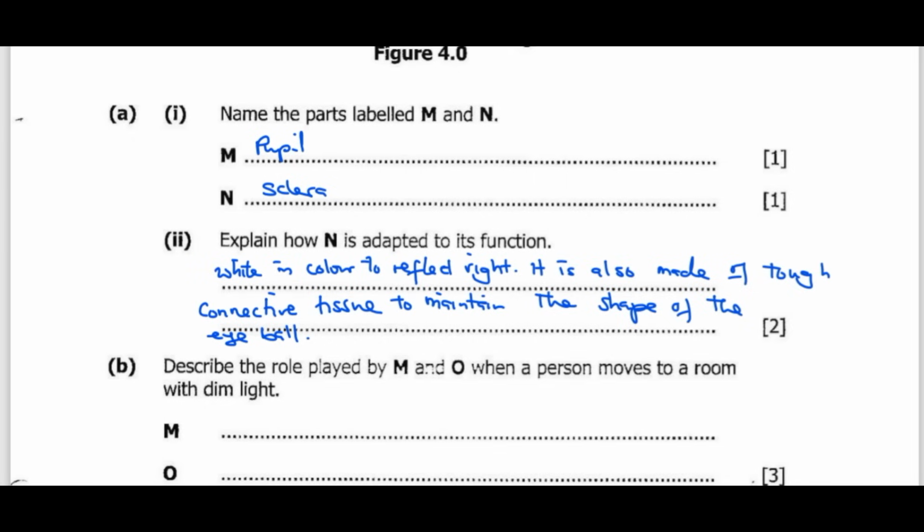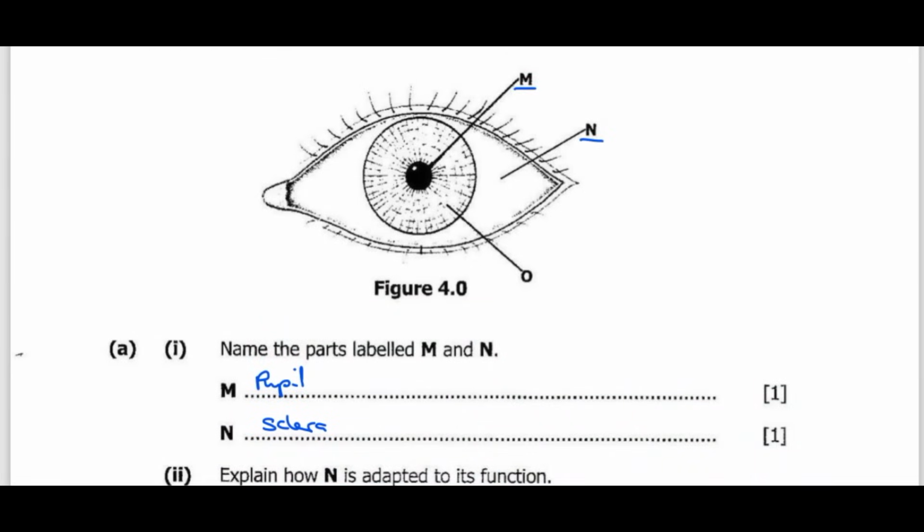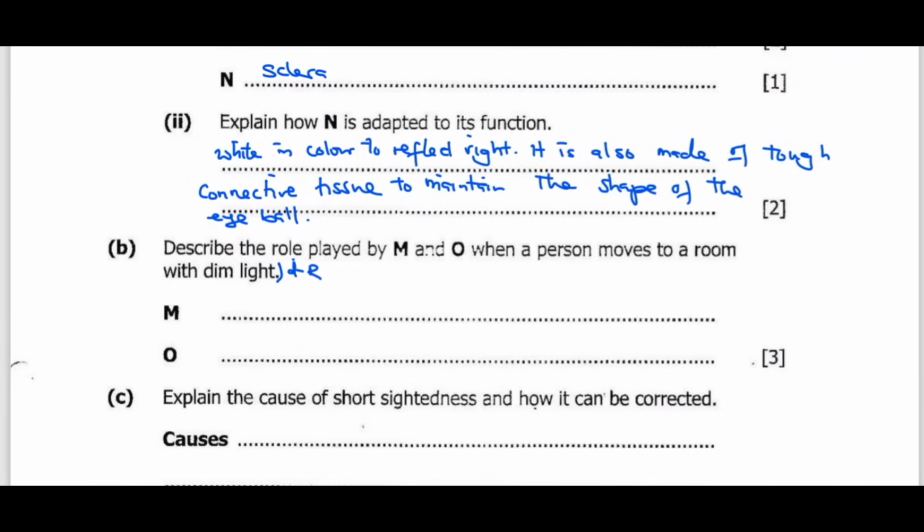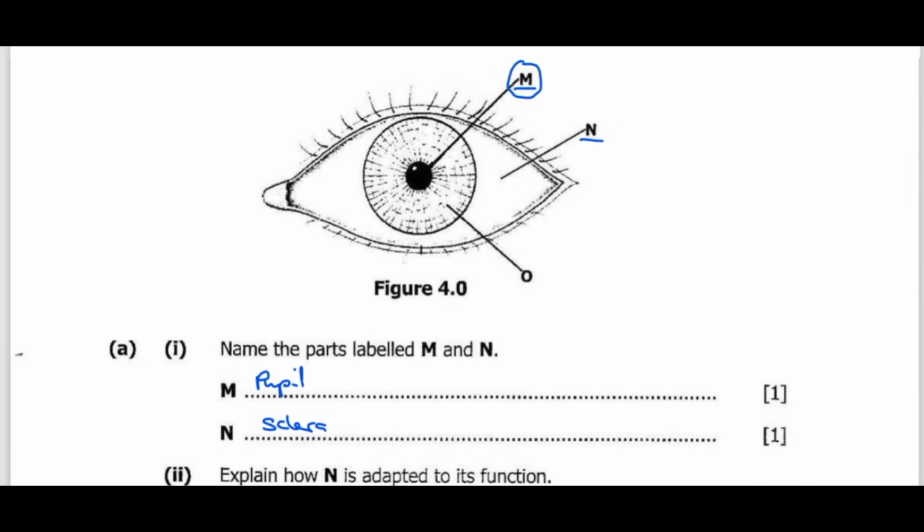Okay, so describe the role played by M and O when a person moves to a room with dim light. So we are looking at a dark place here, so this is a dark room. Now you'd find that M, let us look at M. What is the function? Let us imagine this person is in the dark. What will be the structure of the pupil? And not only that, but also O. What will happen to O? What will happen to this part, the body?